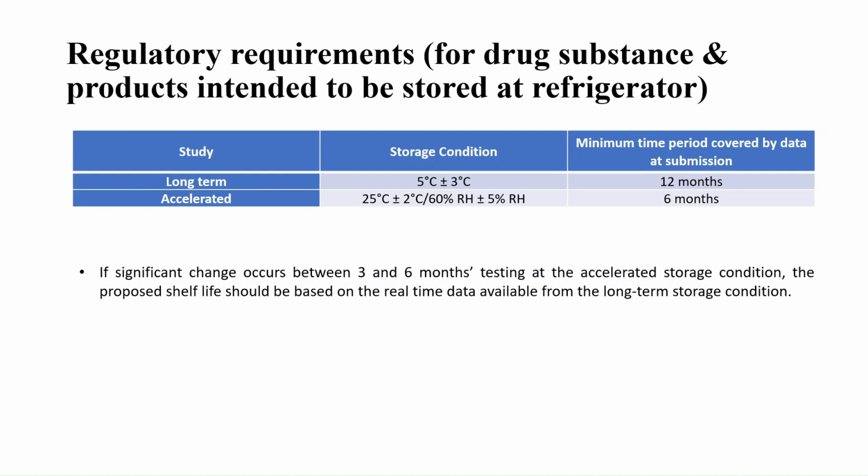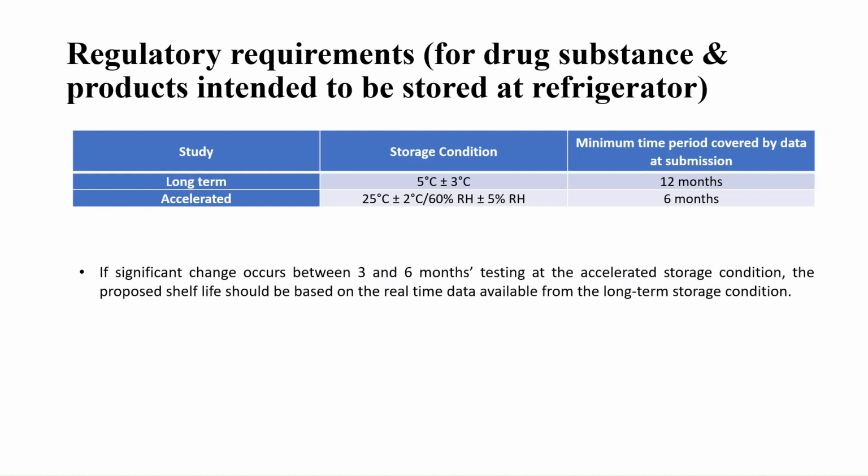Of long term. So let me explain this point. In the general case, whenever you submit long term data of 12 months and there is no significant change in the accelerated testing, then the applicant can claim a shelf life of 24 months. This is based on the fact that as my drug product is stable for 12 months and there is no significant change in the accelerated, it would be stable in 24 months also. So this is an extrapolation of data.